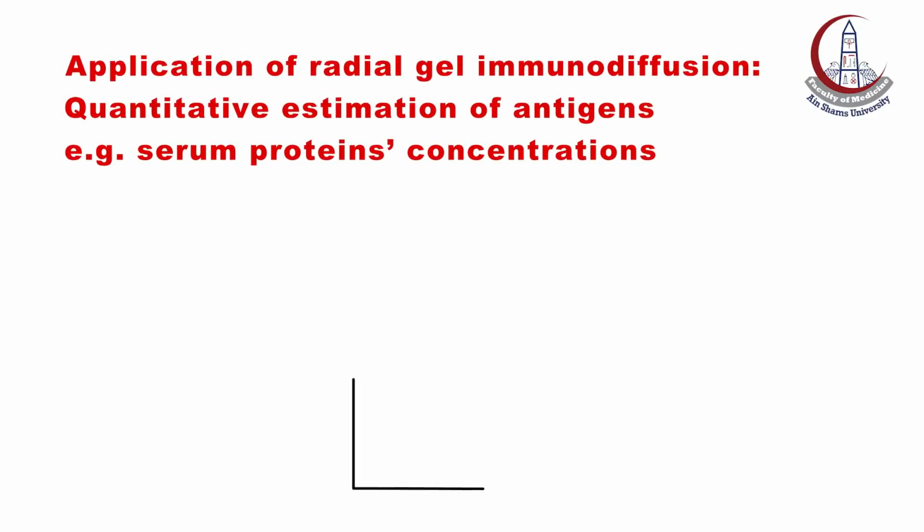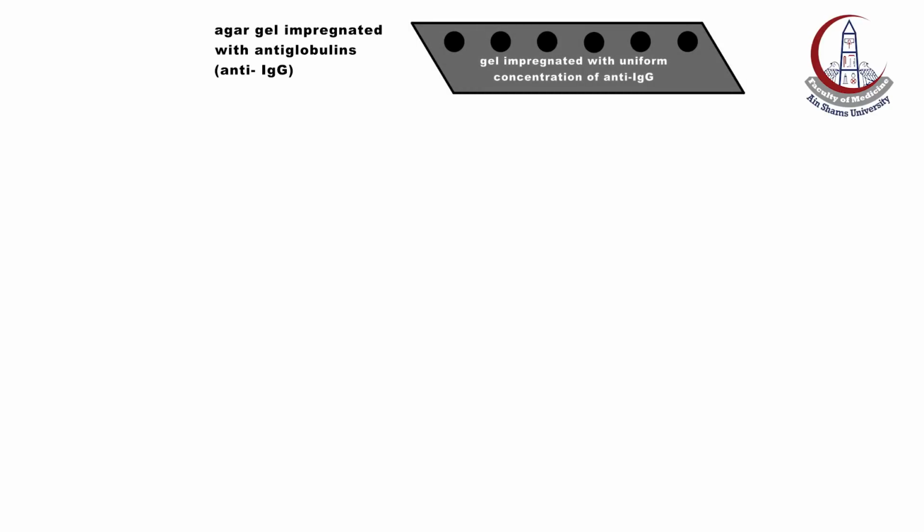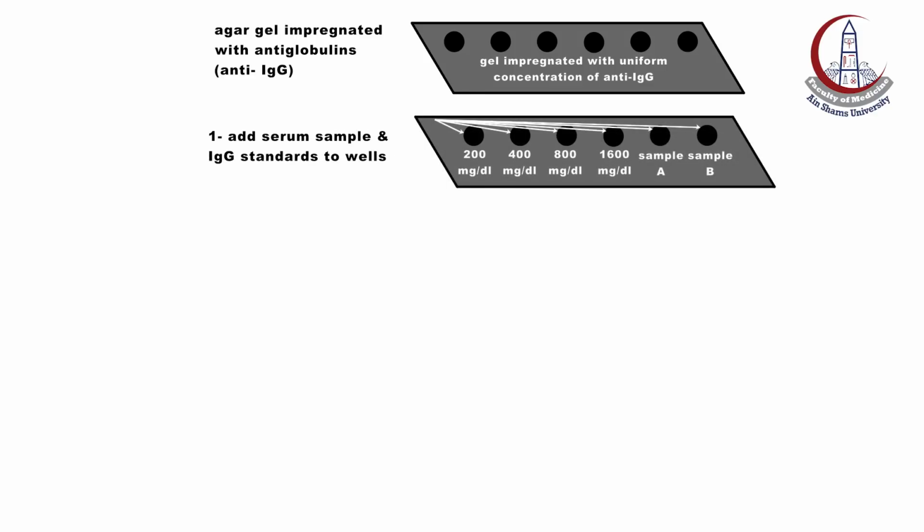Let's take a closer look at how this is done. Basically, the application of radial gel immunodiffusion, again, is quantitation of the estimate of certain antigens such as serum proteins. In this case, wells are filled with agar gel impregnated with fixed amounts of antibody to the antigen in question. Standard pre-prepared antigen concentrations are added to the first few wells, and the last two wells in the row have the two unknown serum samples. That is, the samples with unknown concentrations of the specific antigen that you're looking for.